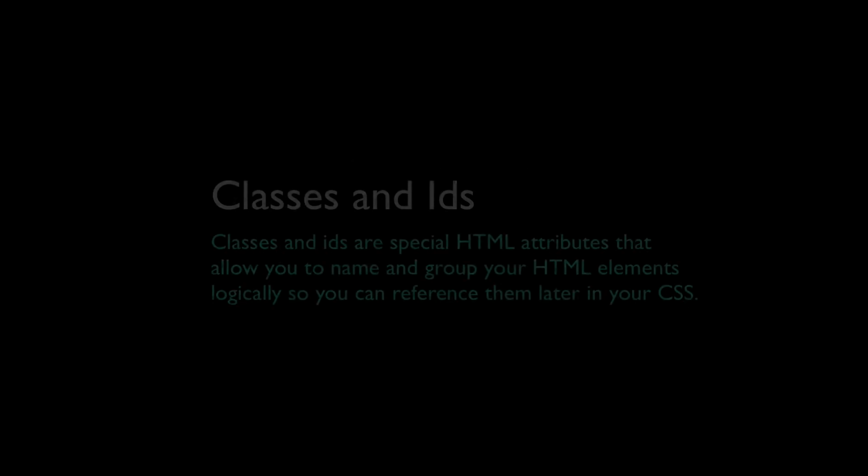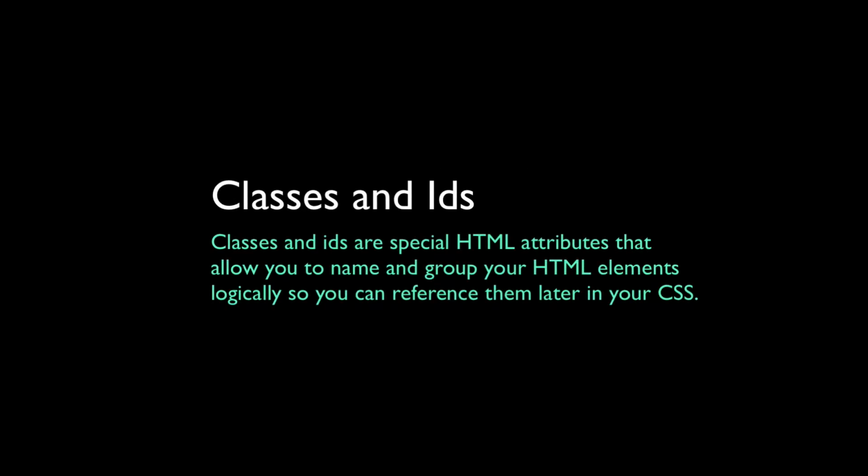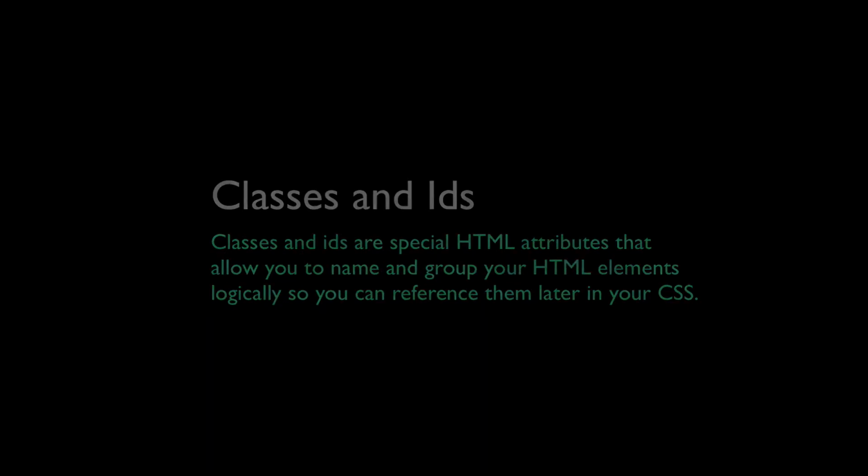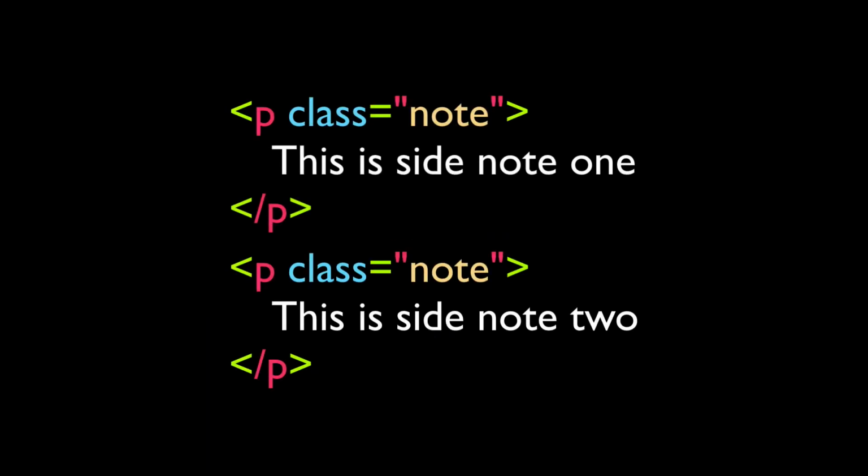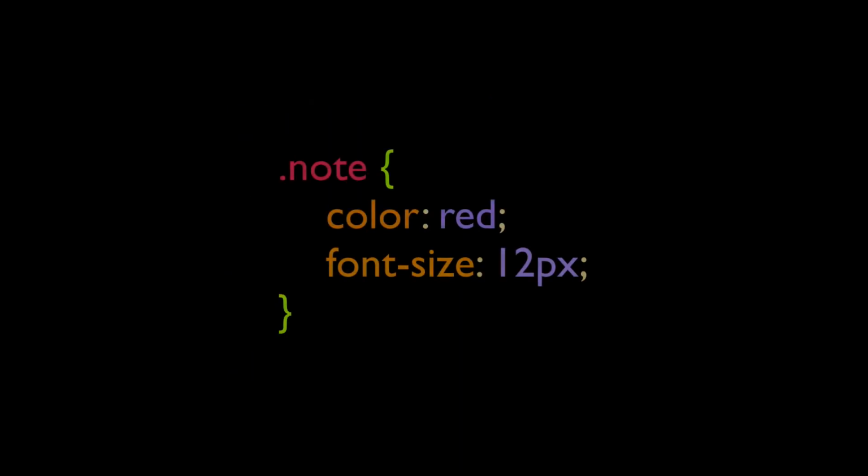ID selectors. Classes and IDs provide a means of adding sensible names and groupings to your HTML elements so that you have a logical way to refer back to them later in your CSS. This is best demonstrated by example. Let's say we have some paragraph elements that we'd like to style differently than all other paragraphs, perhaps a side note to some main content. You can add a class attribute to each of these differing paragraphs as you see here, and select them in your style sheet using a period followed by the class name.